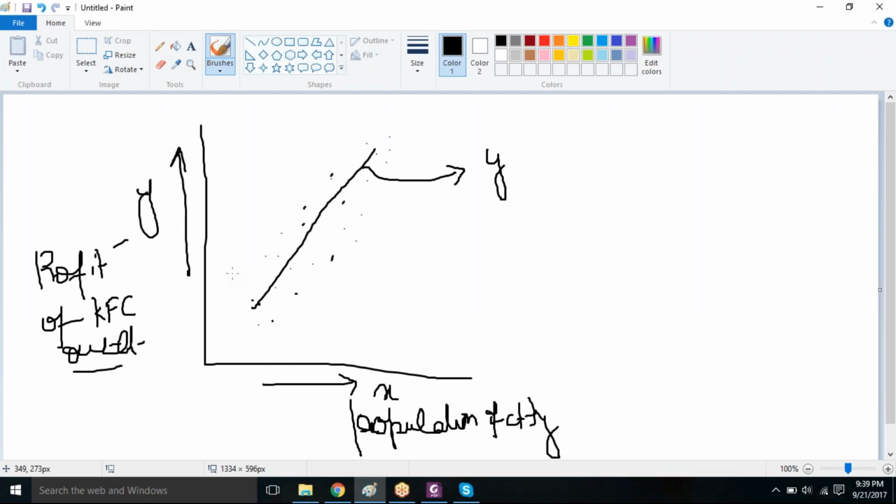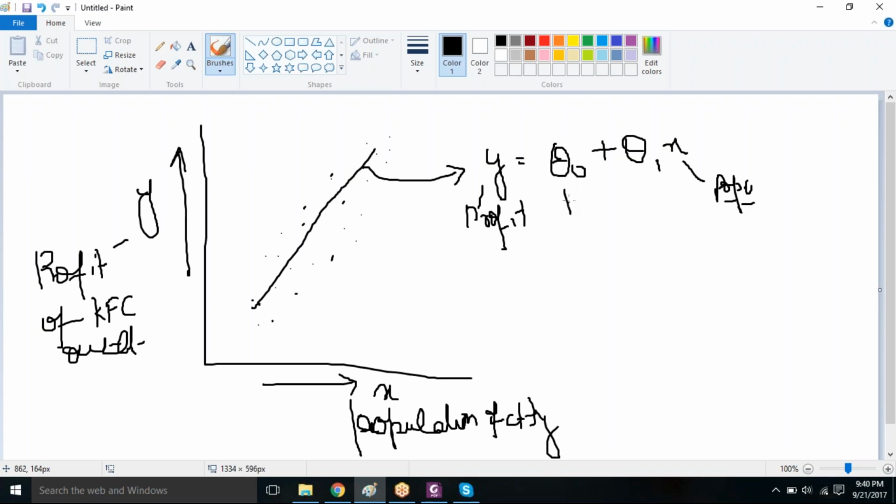So what I was talking about is, what is the equation of line which we studied in our school time? This is the equation of line, y equal to mx plus c. Now here I am going to use a little bit different definition. y is equal to theta naught plus theta 1 x. This x is what? Population. This y is what? Profit. So given a population, I can predict the profit, right?